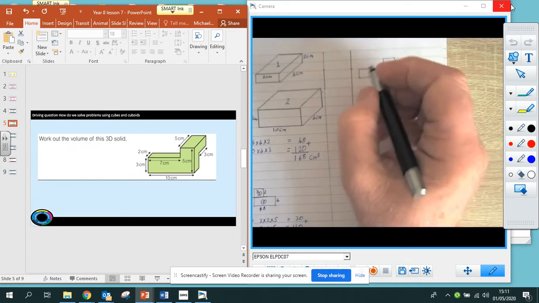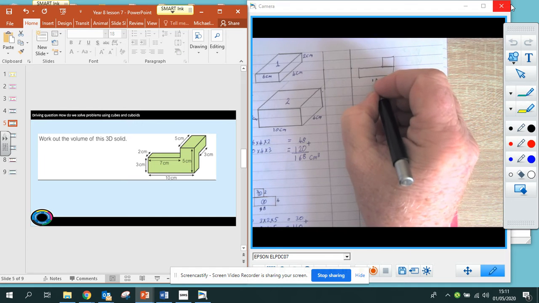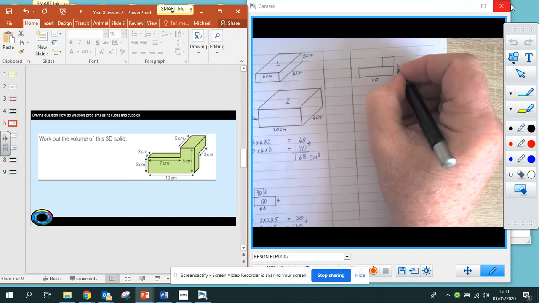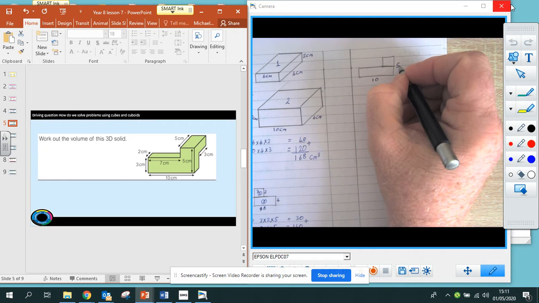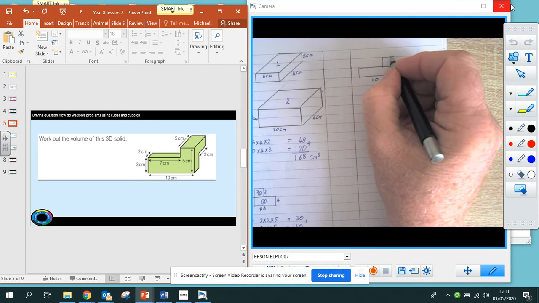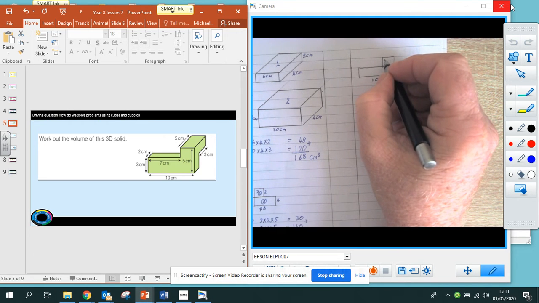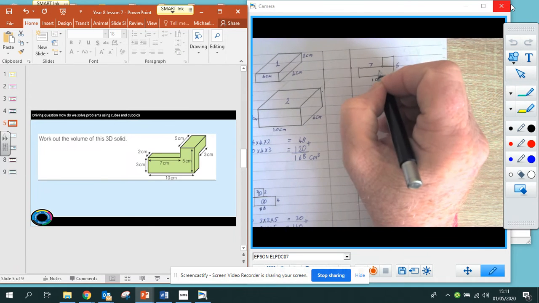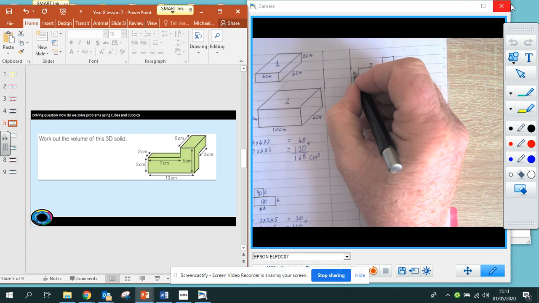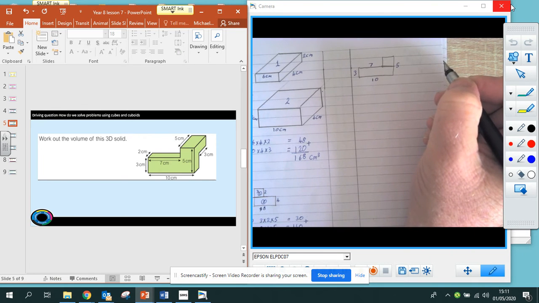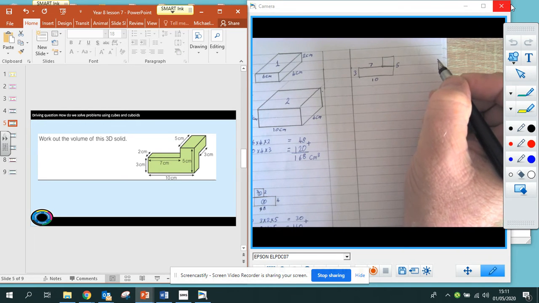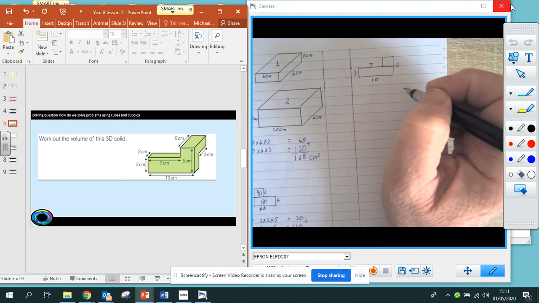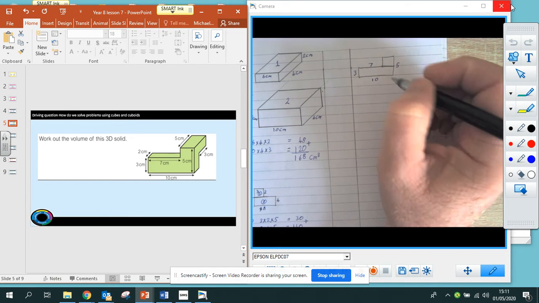So I know that this is 10. I know that this is 5. I don't know what this is. I don't know what this is. I know that this is 7. And I know that this is 3. So, we don't seem to know too much about this shape, but let's have a look and see what we can find out.